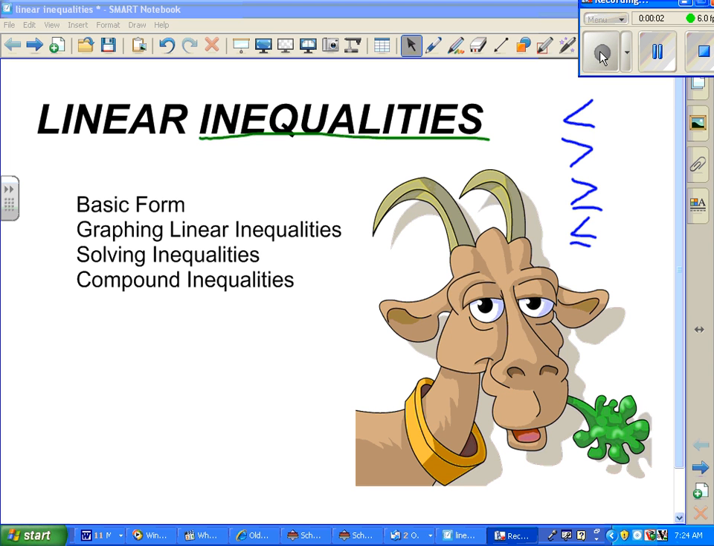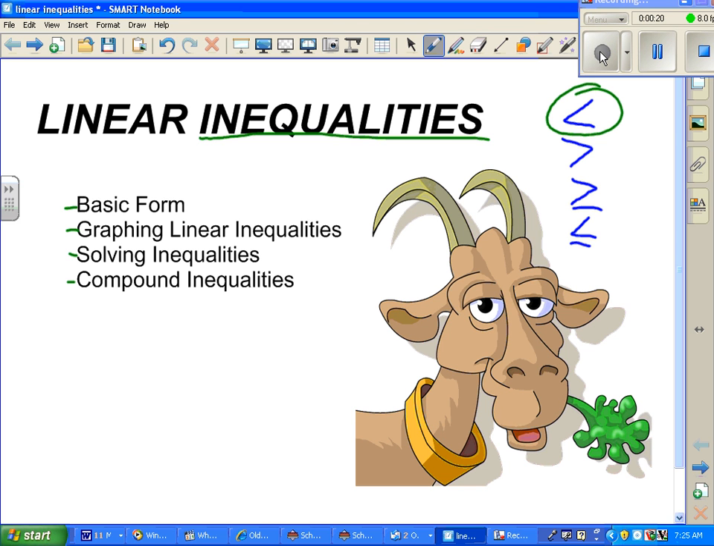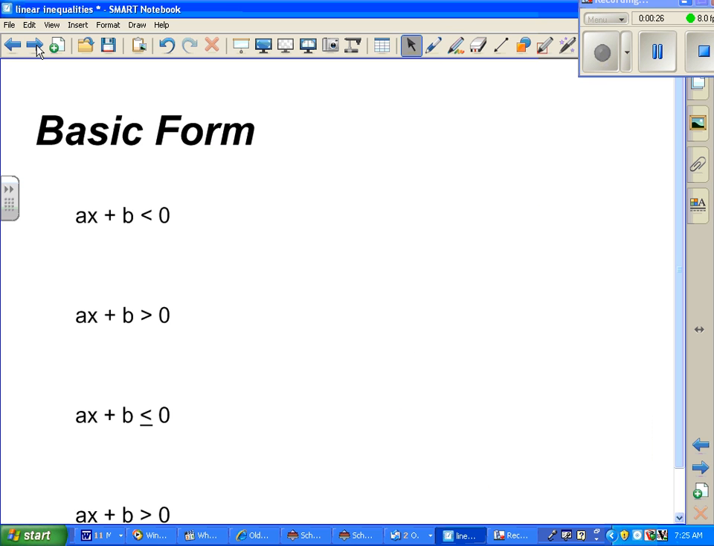Hello everybody, today we're talking about linear inequalities. We're talking about linear equations kind of, somewhat. Now we're going to talk about inequalities. We're going to talk about basic form, what they look like, graphing them on a number line, solving them, and then compound inequalities. For a review, inequalities are less than, greater than, or equal to, less than or equal to, you've all seen them.